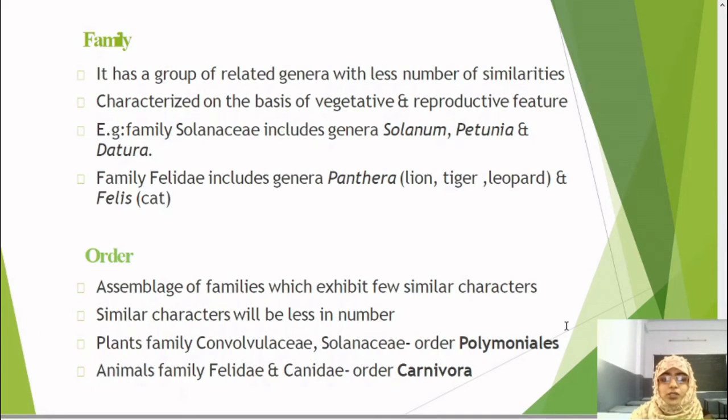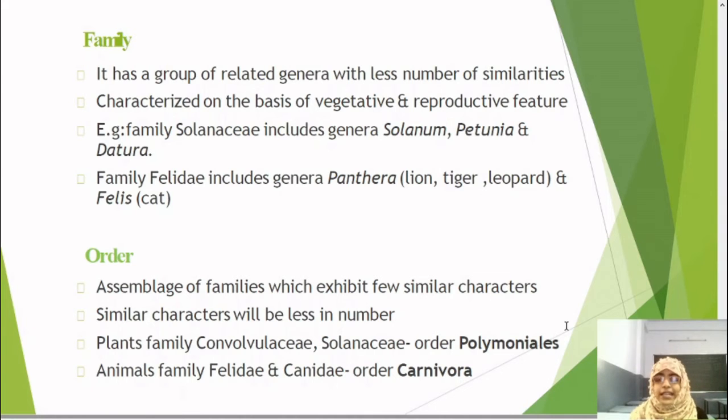Whereas order, what is order? You can go one step up in the hierarchy. Closely related families which are kept under a single category are called an order. So a basic definition is an assemblage of families which exhibit a few similar characters. Just now I told you, as we go higher in the hierarchy, the similarities decrease. So here also you can see an assemblage of families.